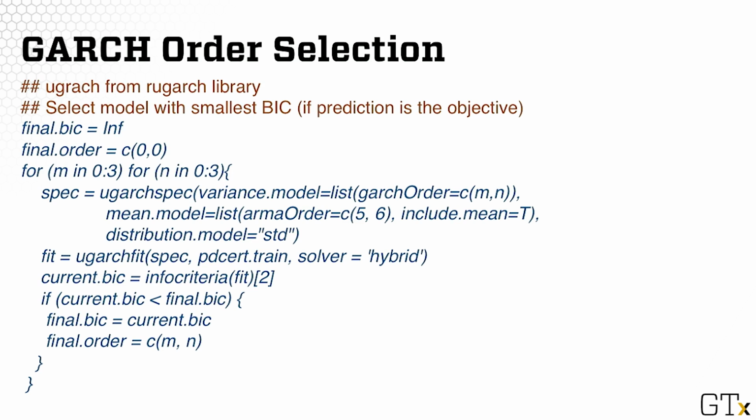In this implementation, I first define the model's specifics through the ugarchspec R function. The model specifics are as follows. The ARMA orders are 5 and 6. The GARCH orders are M and N. We consider the mean to be non-zero, and we assume the t-distribution instead of the normal distribution through the specification option distribution.model. Then the model is fitted using ugarchfit with the formulation specified in ugarchspec.